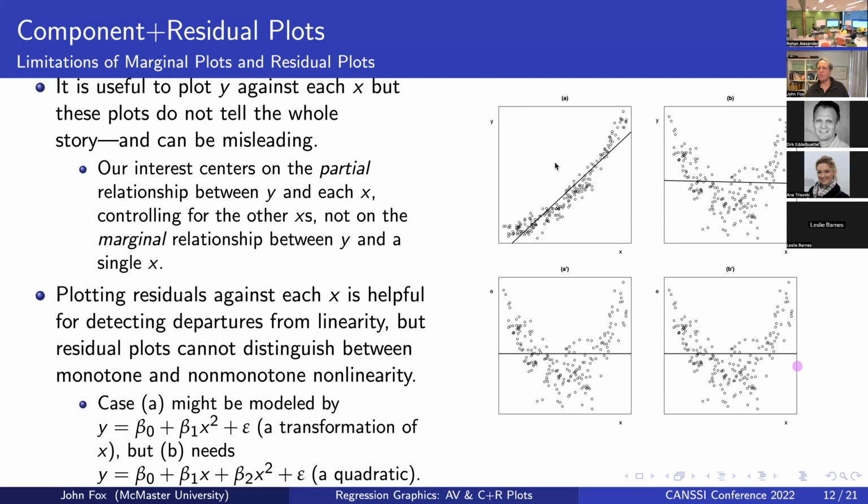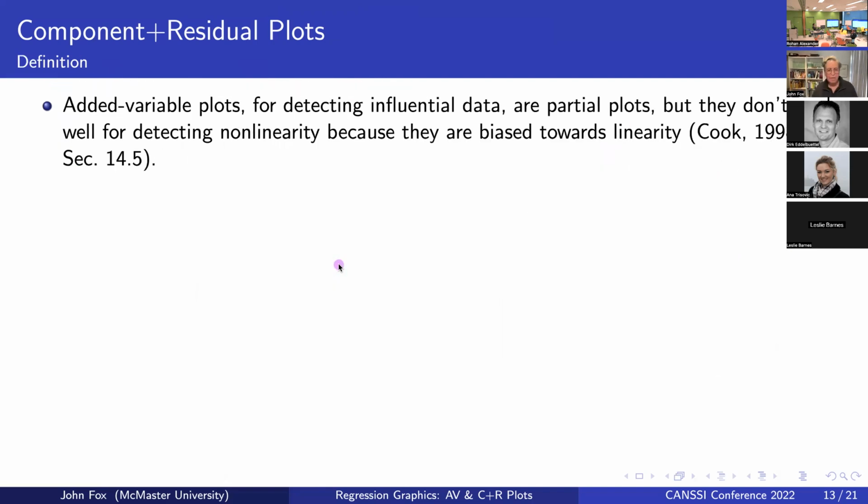Now, why would it be important to do that? Well, because I would model these relationships differently. In the first case, for example, I might be able to transform x, say, by using x squared in place of x, to straighten the relationship of y to x. While in the second case, I might use a quadratic, that is both x and x squared in the model. With more complex patterns, I might use a regression spline.